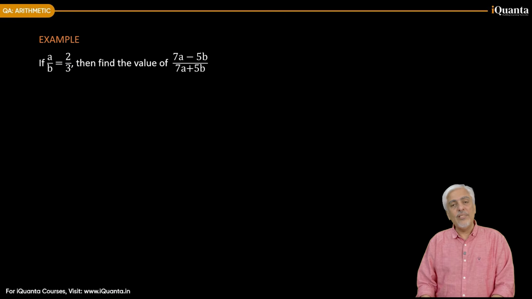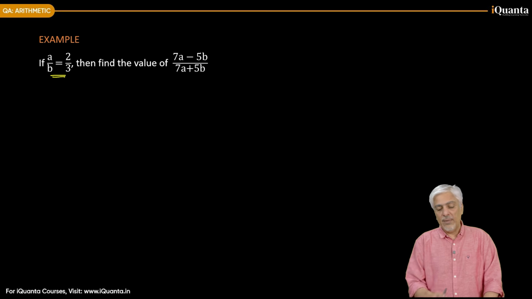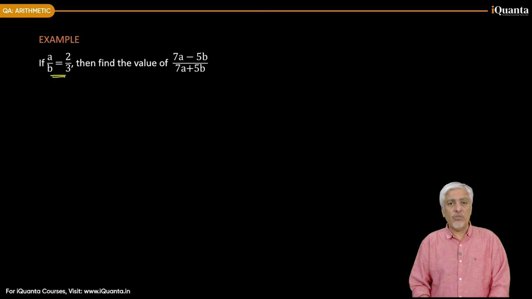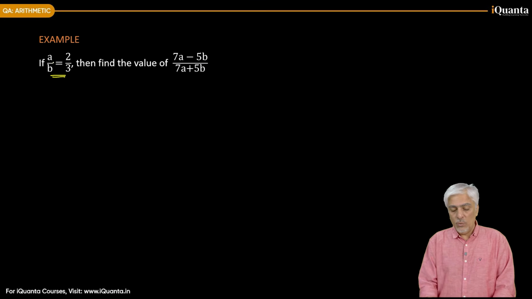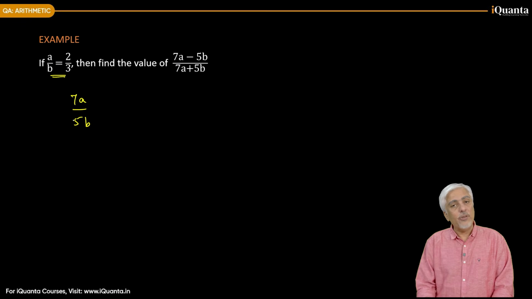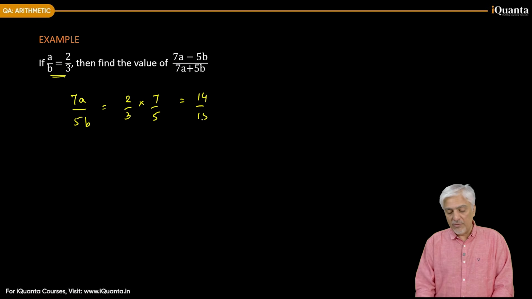Let's move to some examples using all these things. So first one, I know A upon B is 2 upon 3 given to me, and I want to find 7A minus 5B upon 7A plus 5B. I'll show you different approaches for these type of questions. First, let's understand how to actually use componendo dividendo over here. With A, I want 7, and with B, I want 5. That means I should do 7A upon 5B. That is, multiply the left-hand side by 7 upon 5. I can't just multiply one side. If I multiply left-hand side, I'll have to multiply right-hand side also. So I'll get 2 upon 3 multiplied by 7 upon 5. That will become 14 upon 15.